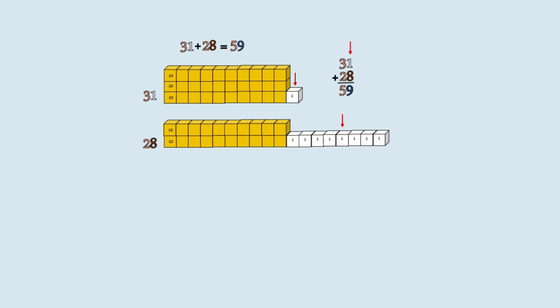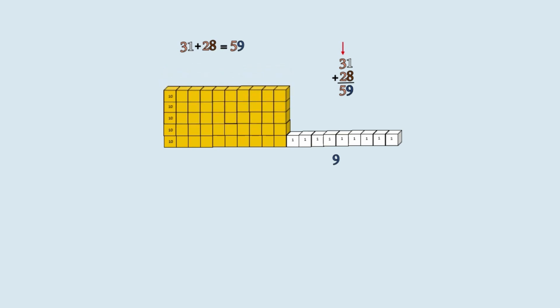Next, explain that when we add the 2 numbers in the ones column, the 1 and the 8, to make 9, this is like moving the white cube from the group of bars that make 31 and placing it end to end with the 8 whites in the group that makes 28. Ask your child to do this. Then explain that when we add the 2 numbers in the tens column, the 3 and the 2, to make 5, this is like taking the 3 orange bars in the group that makes 31 and joining them together with the 2 orange bars in the group that makes 28. Ask your child to do this.